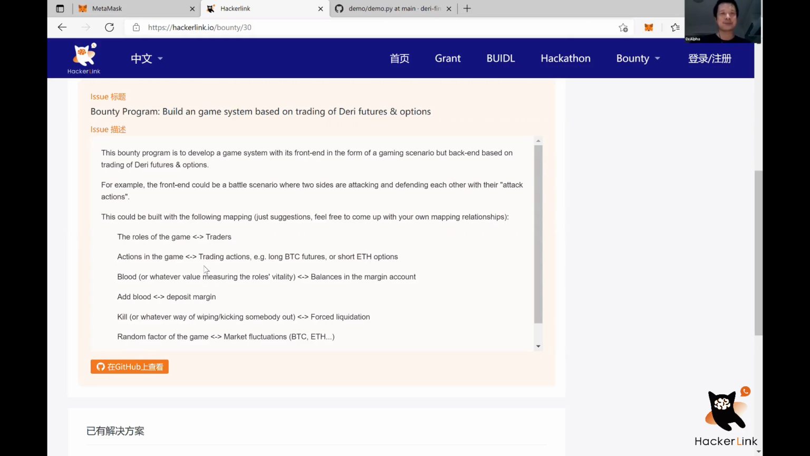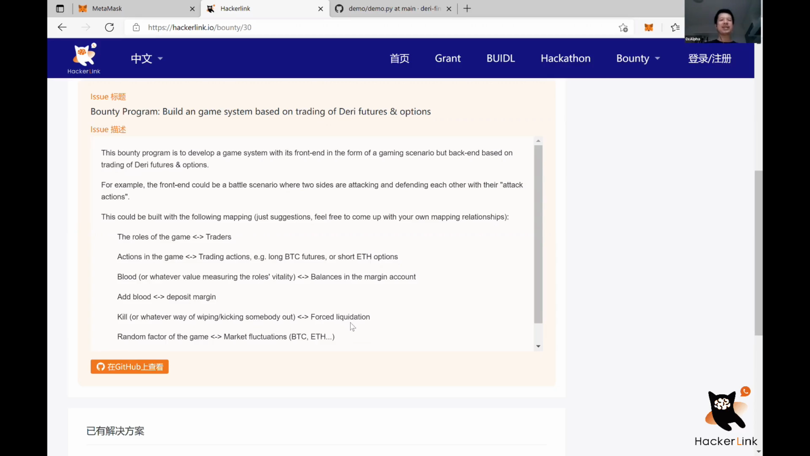Okay, so forced liquidation. Just now I showed you the function for how to liquidate a position, which is by calling the liquidate function. That can be mapped into something like killing a character in the game, wiping out somebody, or kicking somebody off from the game. So that sort of mapping, right?